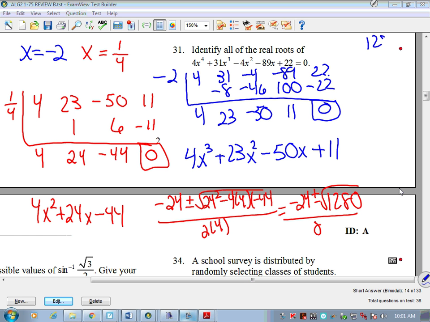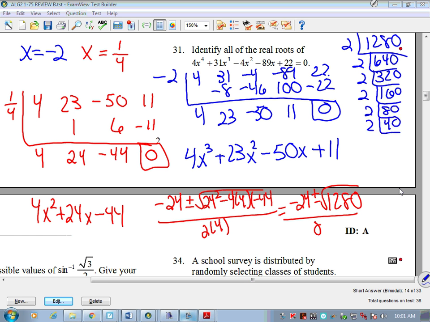So 1280, if I divide that by 2, I'm getting 640. Divide by 2 should be 320. Divide by 2, what's 320 divided by 2? 160. Then 80. Then 40. Then 20. Then 10. Then 5. So we're looking for 2's, right?